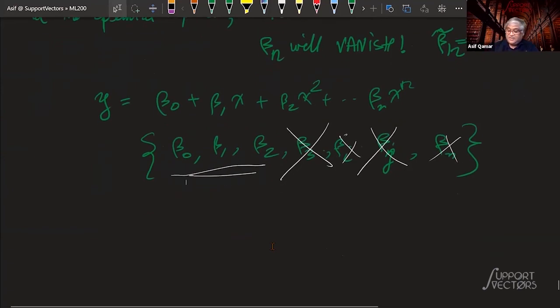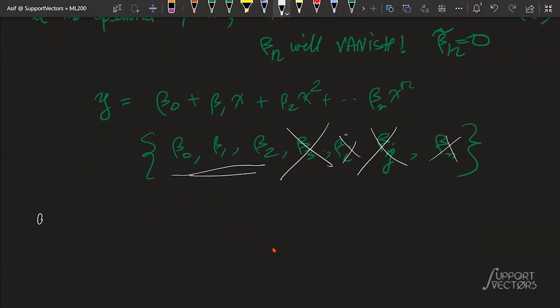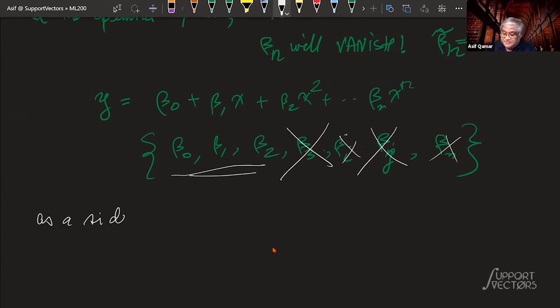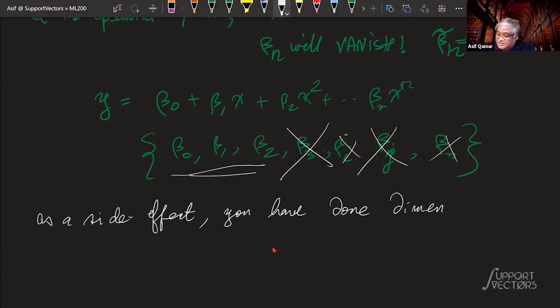Not only that, you have done dimensionality reduction as a side effect. In what sense? You said that all of these higher order terms mattered. They don't matter, right?